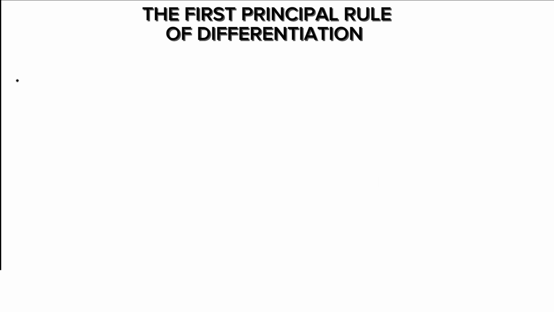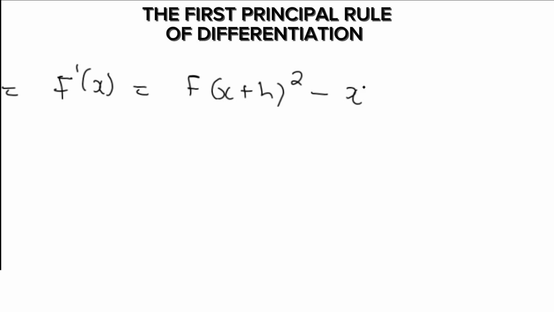We know for a fact that if we substitute, we'll get something like this: f prime of x, or our derivative, is equal to x plus h squared minus x squared over h. So this f doesn't have to be there because we've already substituted the function. Here we expand and simplify according to algebraic rules.